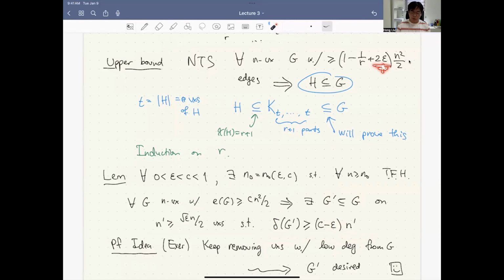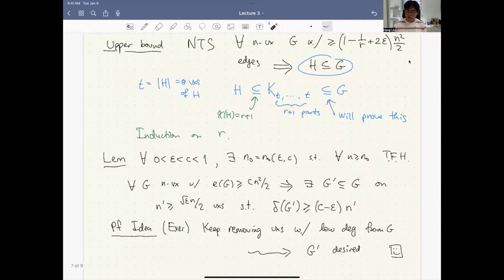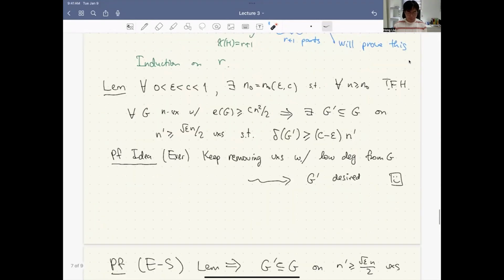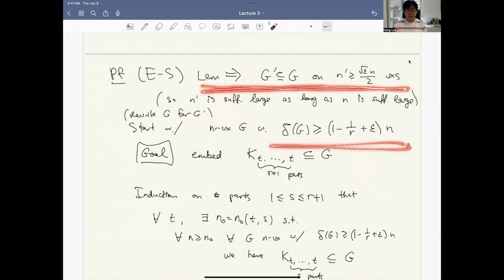Okay, and remember what we need to prove. To prove that H is in G, it is enough to prove that a supergraph of H is in G, which is this complete multipartite graph with r+1 parts, where r+1 is the chromatic number of H, and each part is of sufficiently large size, say the number of vertices of H, so that we can embed H in there. So this is what we're going to prove, the complete multipartite version. And we begin by using this lemma. So we pass to a subgraph with now minimum degree at least this quantity.